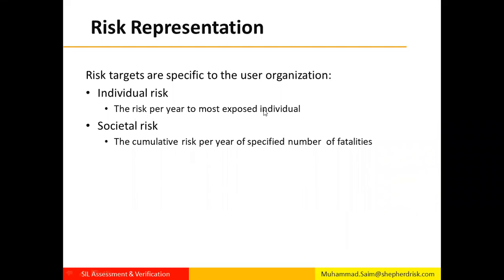The first thing is we need to understand the risk and what is a low enough risk. Risk is normally represented in two forms. Individual risk, which is the risk per year to an exposed person, which could be an operator, maintenance personnel, or any other personnel inside the working boundary. And societal risk, which is the cumulative risk per year of a specified number of fatalities.